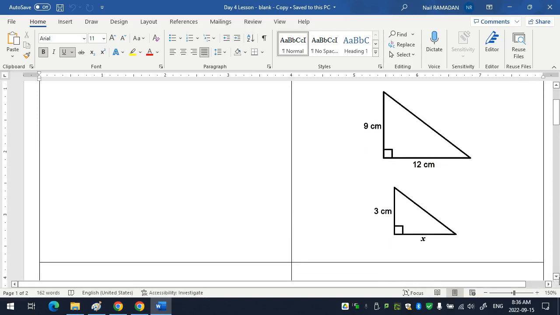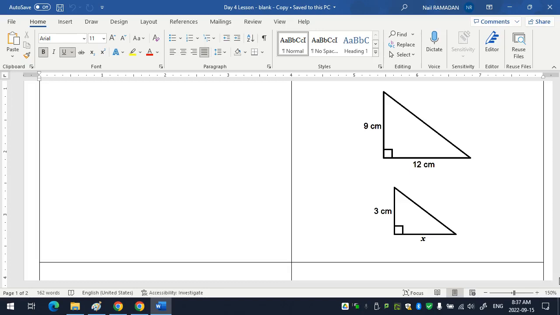Can someone tell me why they think that maybe those two triangles are similar? Come on, raise your hand if you want to answer. Yes, Rada, tell me. So it seems that first of all, do they share one angle at least? Yes, they do. They're both what kind of triangles? Right angle or right triangles. Okay. So basically, which angles are the same?